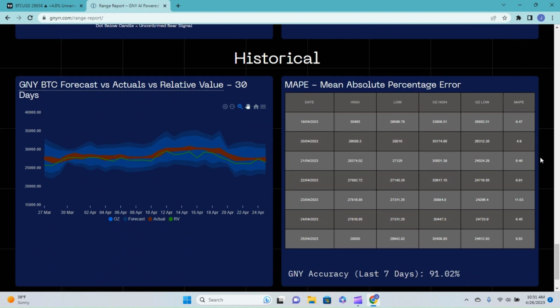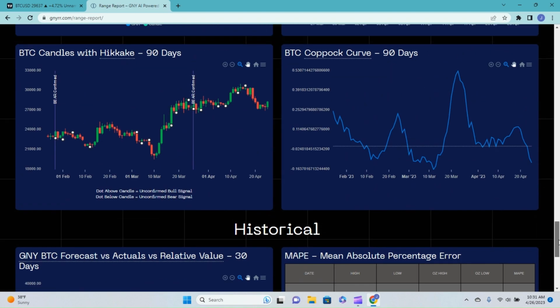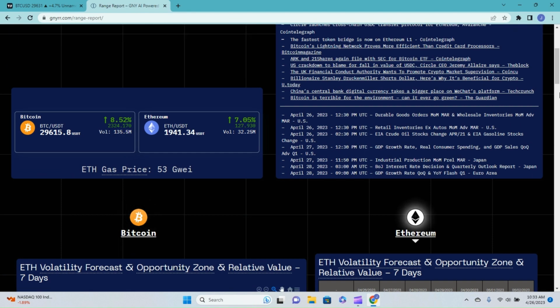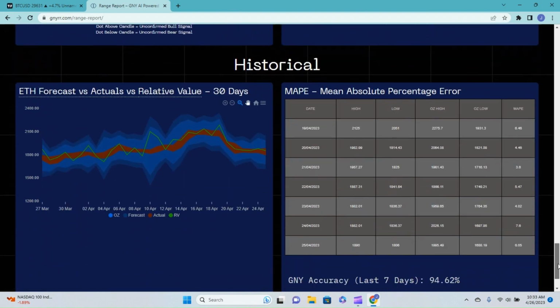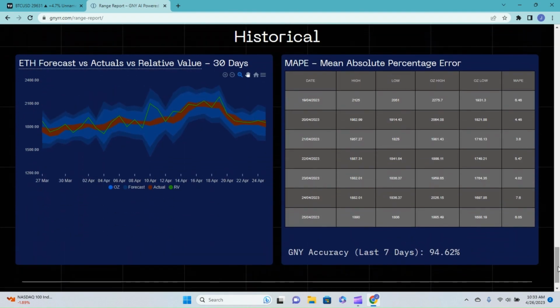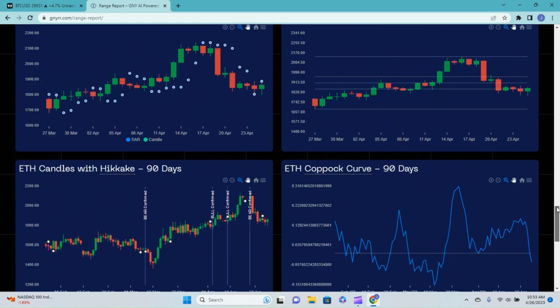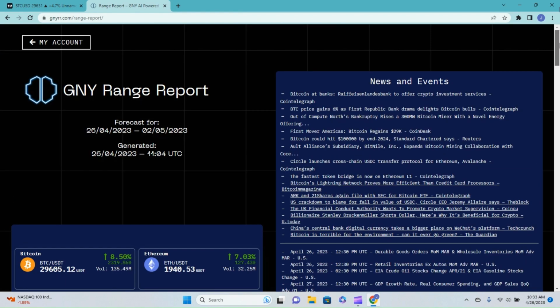If we take a look at the historical, you can see that this report is shooting on a 91% accuracy as far as Bitcoin is concerned. Let's actually check out Ethereum while we're sitting right here. Ethereum's percentage, 94%, almost 95%. That is insane.